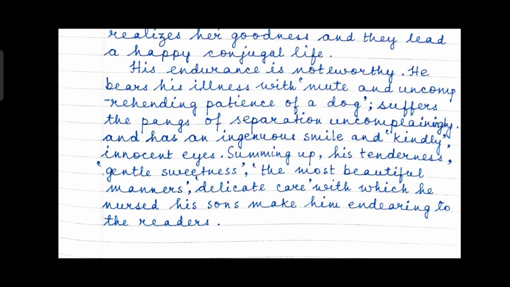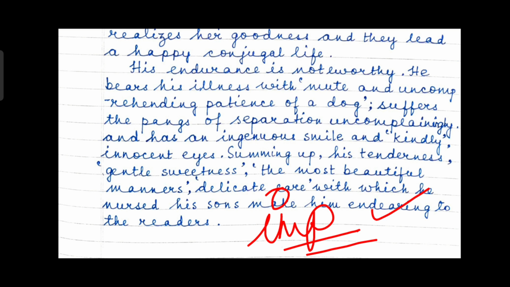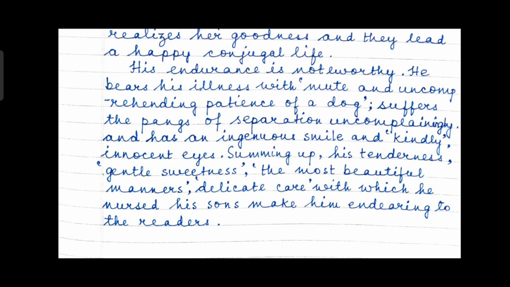So you need to mention this. What makes him endearing to the readers? These are the points, factors which make him so lovable as a character.